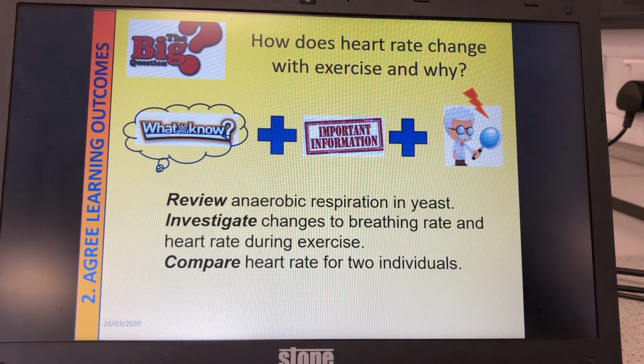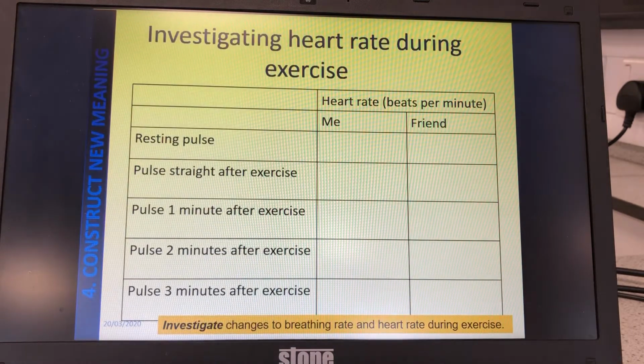Okay, let's move on. So we've talked about this already, I talked about this last week. We're going to compare our heart rate to a friend. Now it could be that you get the data and then you send a message to your friend with that data, or it could be that someone else at home does the exercise with you and you use that data.